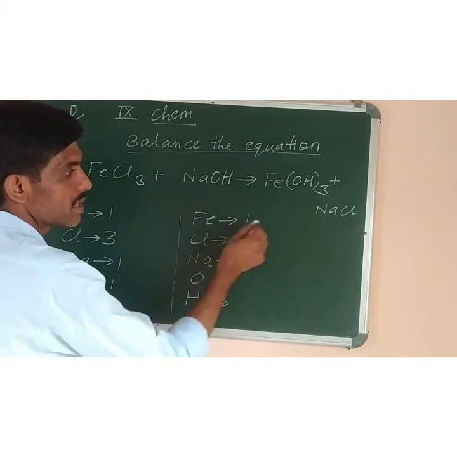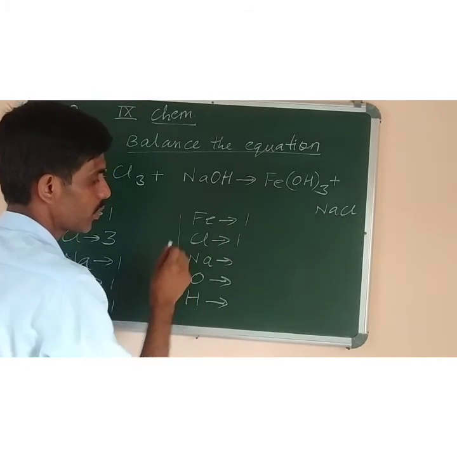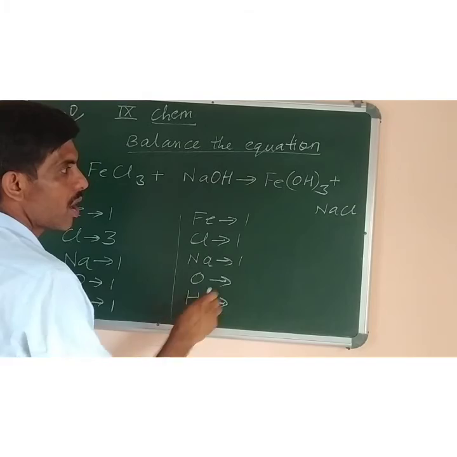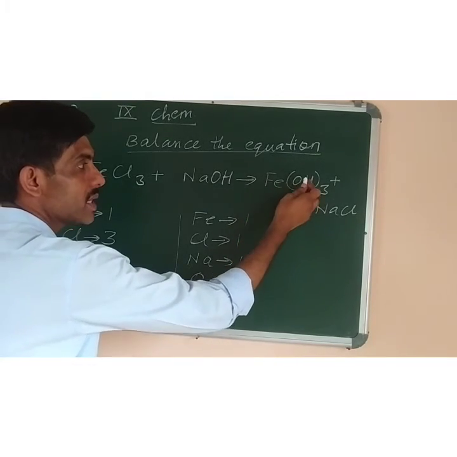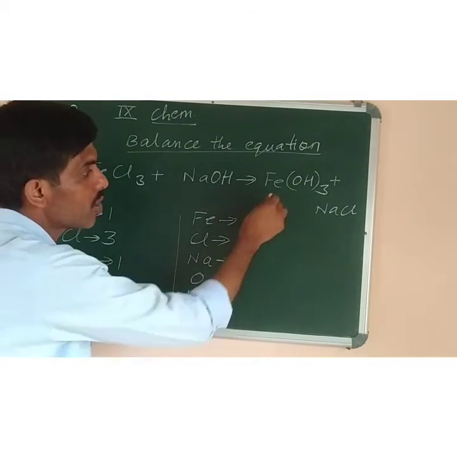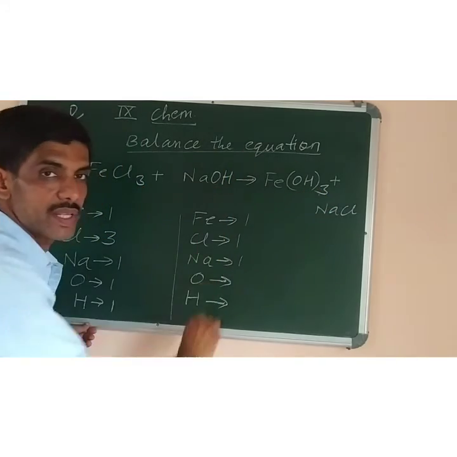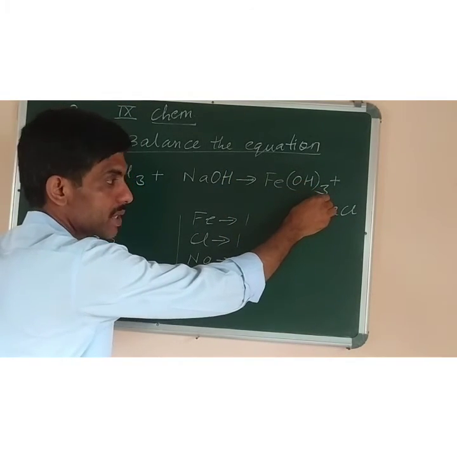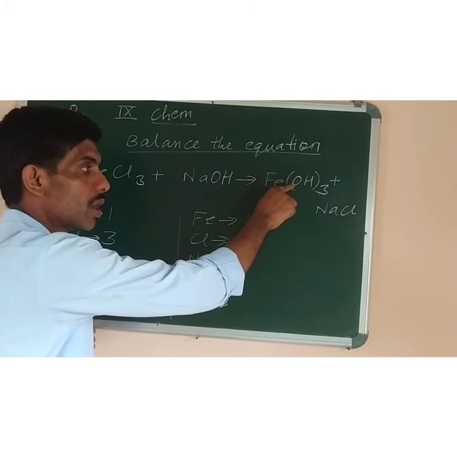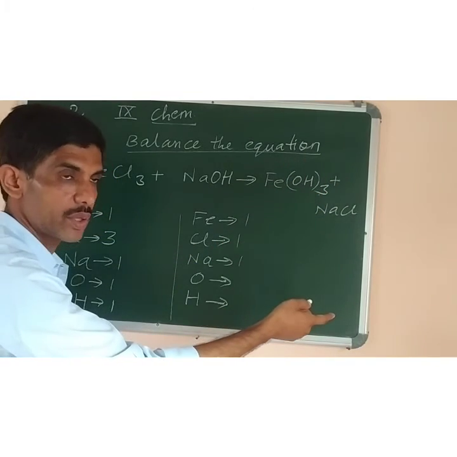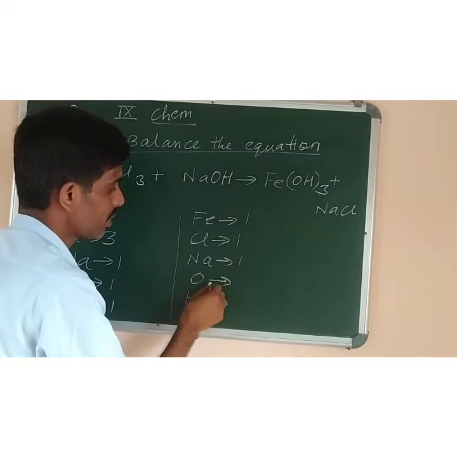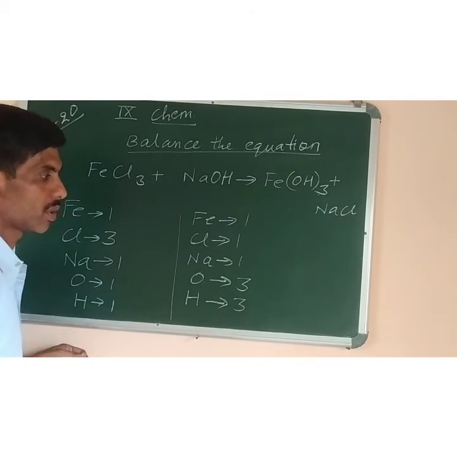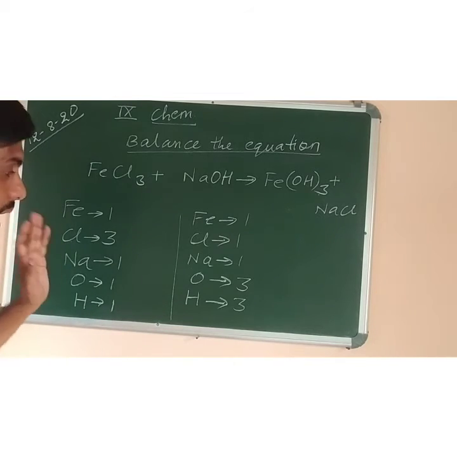Now Cl. Cl is here, only 1 is there, so write 1. Sodium, only 1 atom is there, so write 1. Oxygen: OH is given within the bracket, and outside the bracket the number 3 is mentioned. It means there are 3 oxygen atoms and 3 hydrogen atoms. This 3 is for both oxygen as well as hydrogen. So we have to write 3 oxygen and 3 hydrogen. Okay, so this is our unbalanced equation.